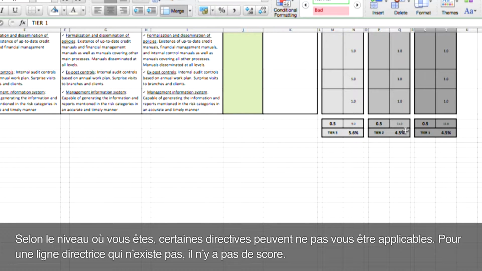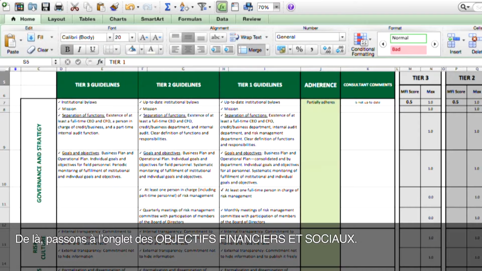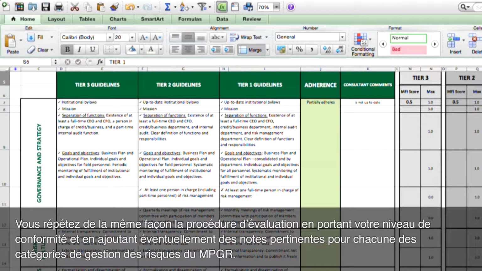There are certain guidelines that may not be applicable to you depending on which tier you're in. For a guideline which does not exist, there is no scoring. From here onward until the Financial and Social Goals tab, you'll repeat the same assessment process in the same manner by filling out your level of adherence with any relevant notation in each of the RMGM risk management categories.